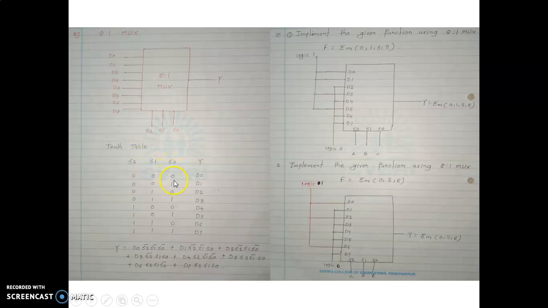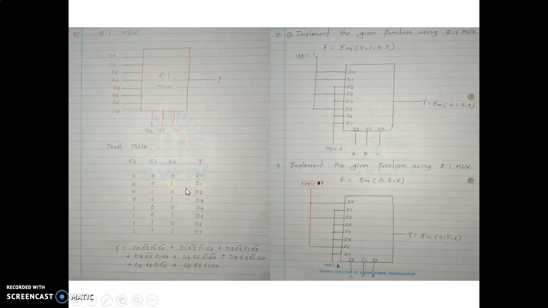We can represent the select lines by using digits, that is 0 1, 0 1, 0 1, 0 1 like this, 4 times 0, 4 times 1, and in the output column we can put the inputs, that is D0 to D7. So depending on the input we can write the equation of Y. Okay.